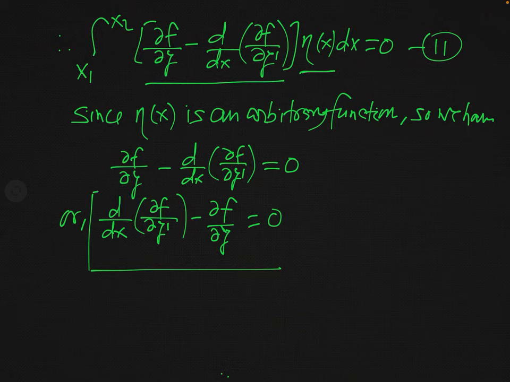And as I have mentioned earlier, for the integral I to be extremum, this condition should hold. And this condition is known as Euler's equation, or it is also called Euler-Lagrange equation. So this equation represents the necessary condition for the integral I to be extremum. It is an important result which we have to obtain, so I mention it as equation A.